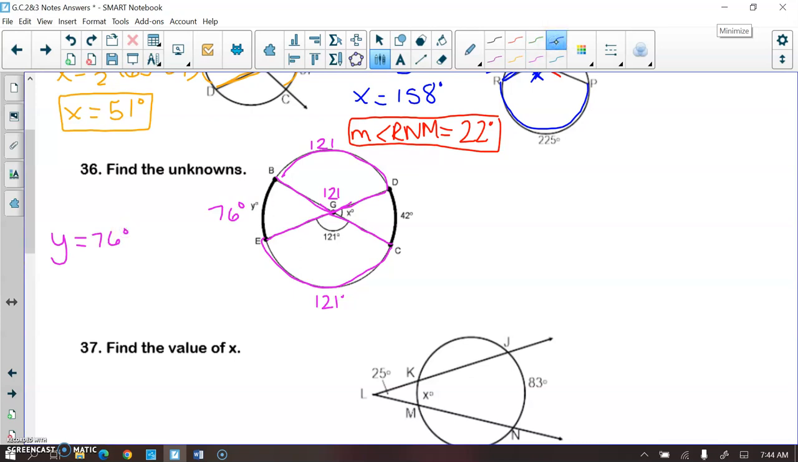Now to find X, X would be equal to half the sum of the two arcs that it intersects, which is the 42 and the 76 degrees. So 42 plus 76 is 118, times 1/2 or divided by 2 is 59 degrees.